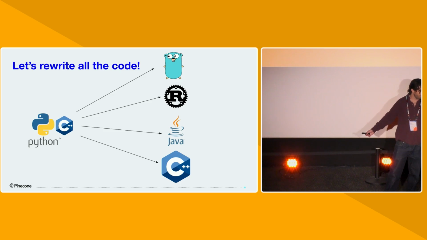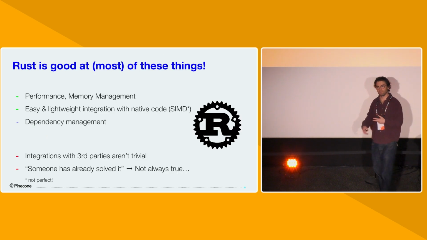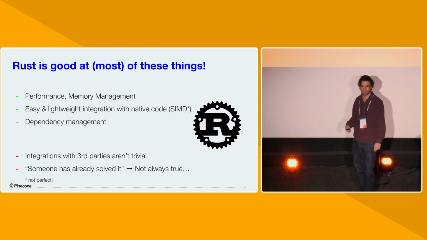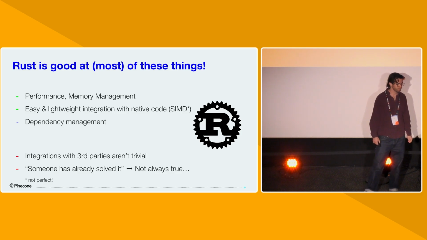Ultimately, spoiler alert, of course, we chose Rust. It's clearly the best language for our use case. It has good performance, good memory management. It's easy and lightweight to integrate with native instructions like SIMD, which is why you're all here. And it has very strong dependency management, of course, with Cargo.